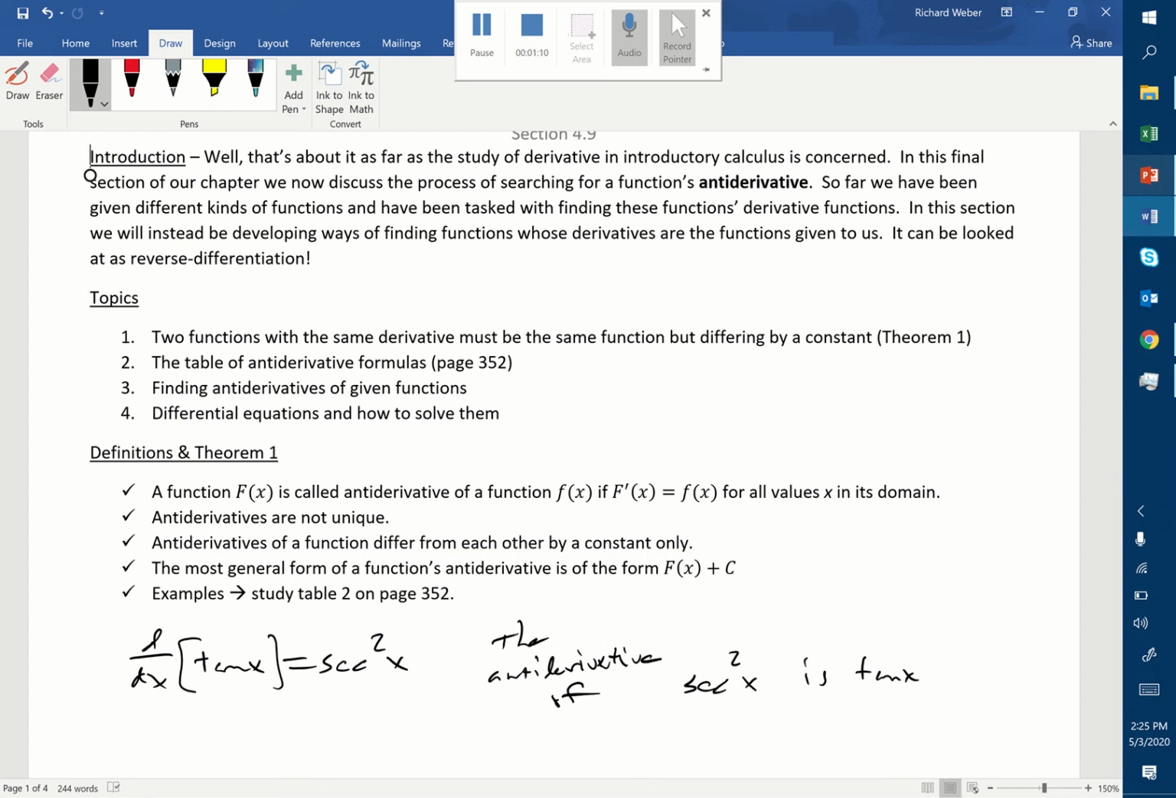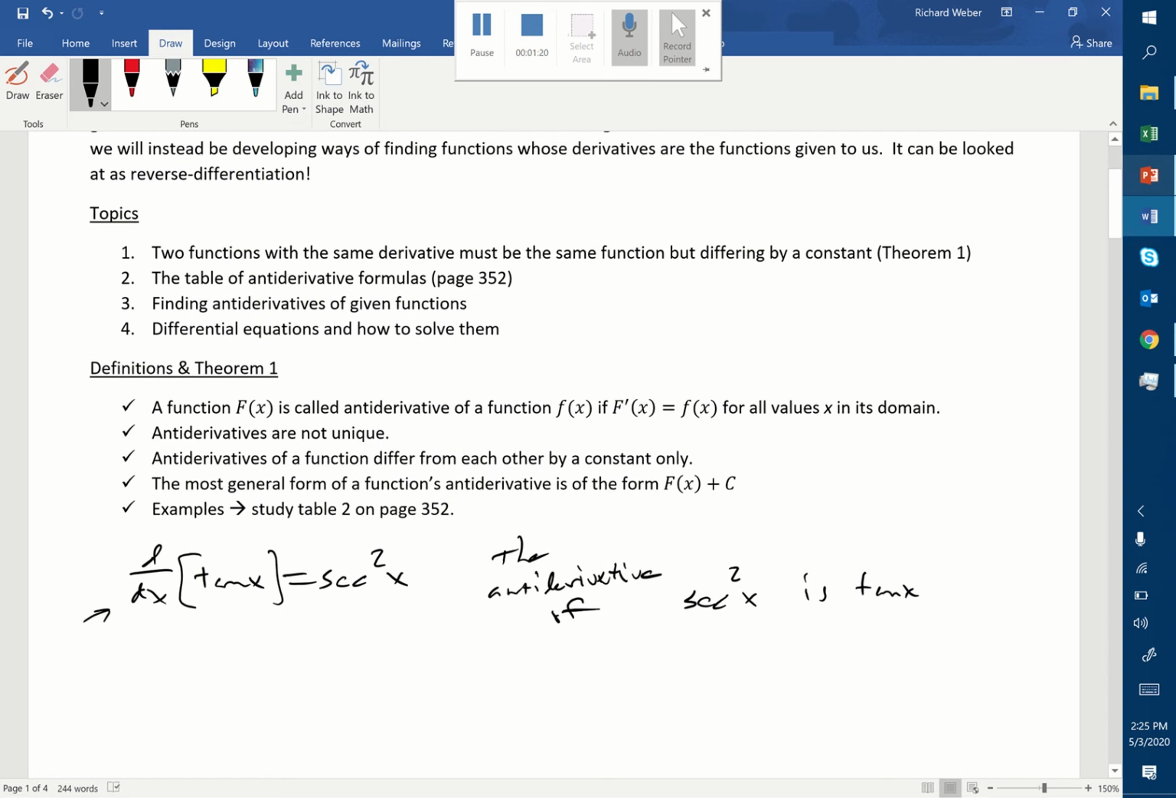Okay, what's the symbology for that? For derivatives, we have d dx, we have tangent prime and all that stuff. In this section, we're going to do something like the following. Given f of x is equal to secant squared x, its antiderivative is, and you can use a capital letter, oftentimes you do, F of x is tan x.